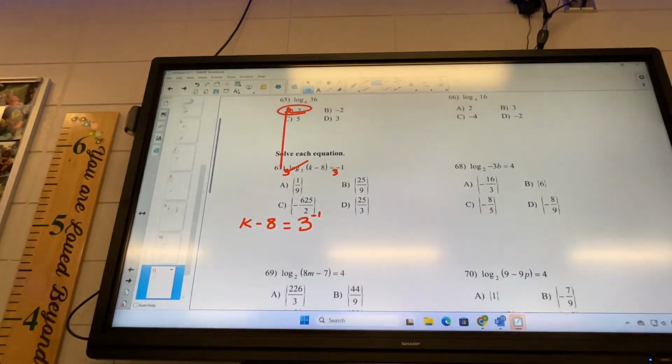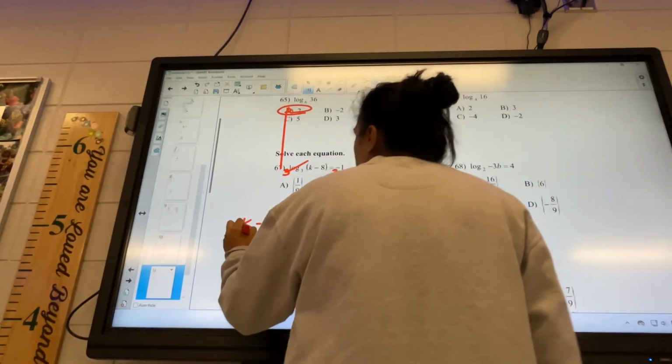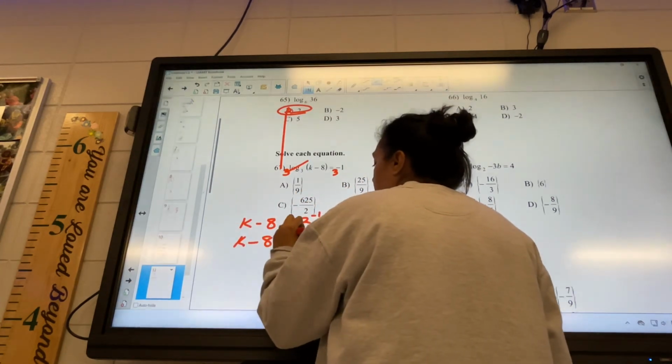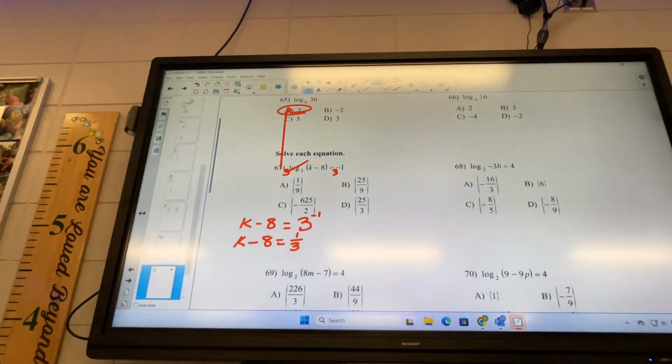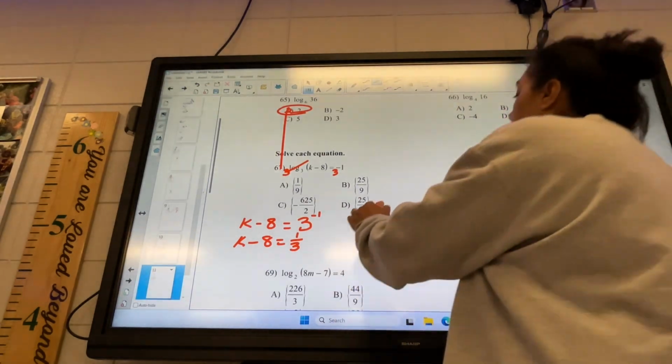Okay, what is 3 to the negative 1 power? 1/3, so 1 over 3? Yep. So we got k minus 8 equals 1 over 3. Okay, then what? We add 8. So what is 1/3 plus 8? 25 over 3.